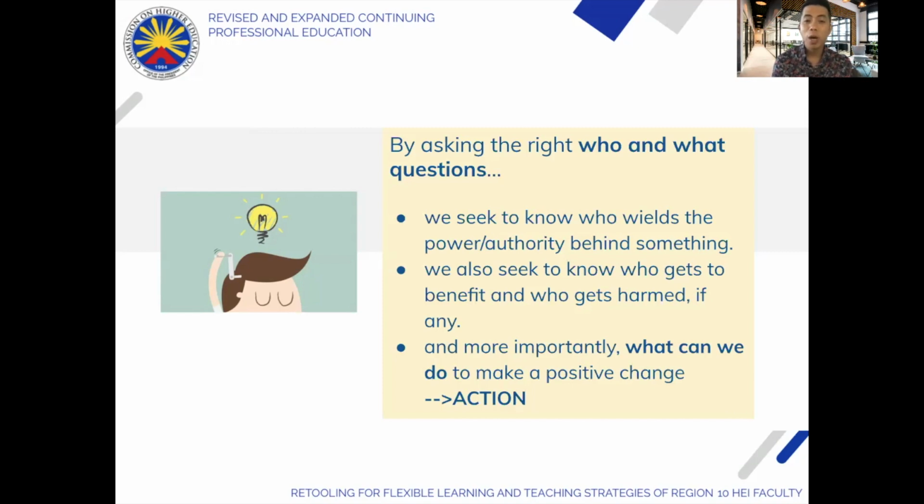And of course, positive change is supposed to be our action when, for instance, our students are not moving or they're not making any progress, or perhaps a student drops out of our class suddenly in the middle of the semester, let's say 25% of our students. Now, what can we do to make a positive change, right? So these questions allow us also to be reflective.